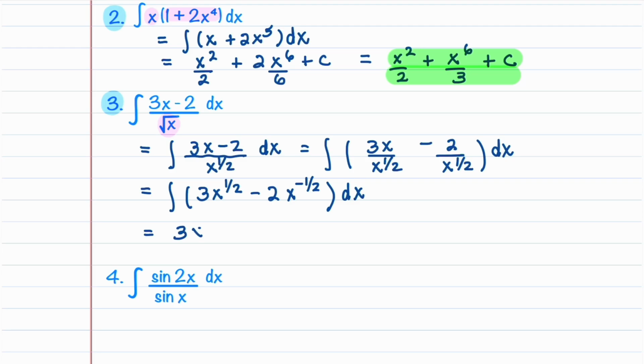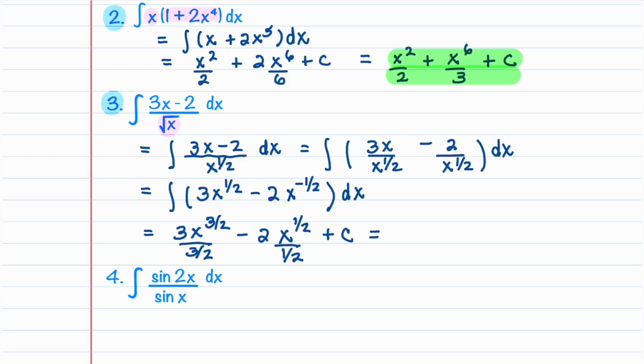This is 3x. We're going to add 1 to the exponent. 1/2 plus 1 is 3/2. And then we divide by 3/2. And then we have minus 2x, minus 1/2 plus 1 is 1/2. And we divide by 1/2. And then we have our plus c.